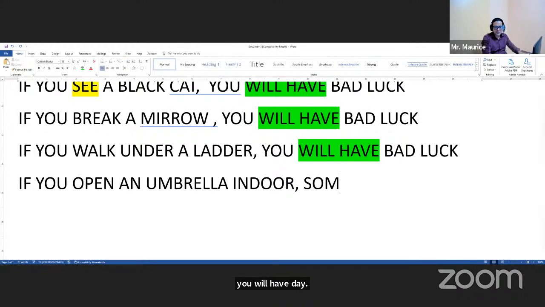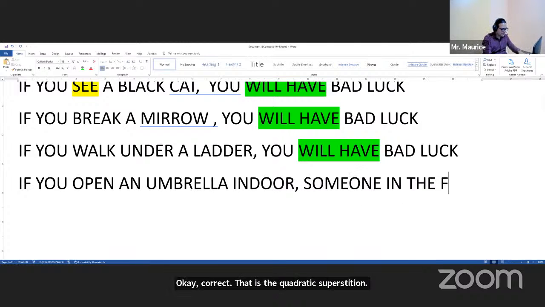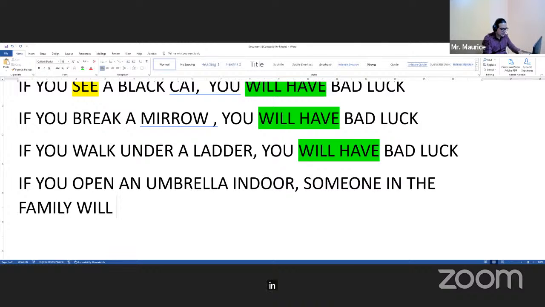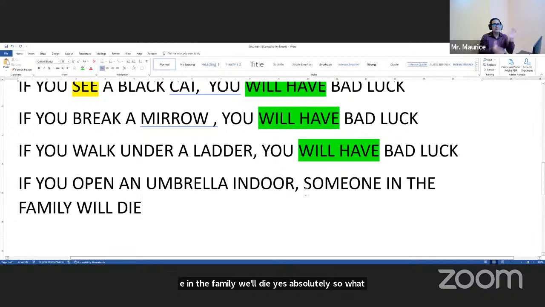But you say someone in the family will die. Yes, absolutely. Someone or a member of the family will die. Okay, last superstition, and this is for me the best one. It's a very good superstition, I may say. This is actually the funniest superstition here in Ecuador.